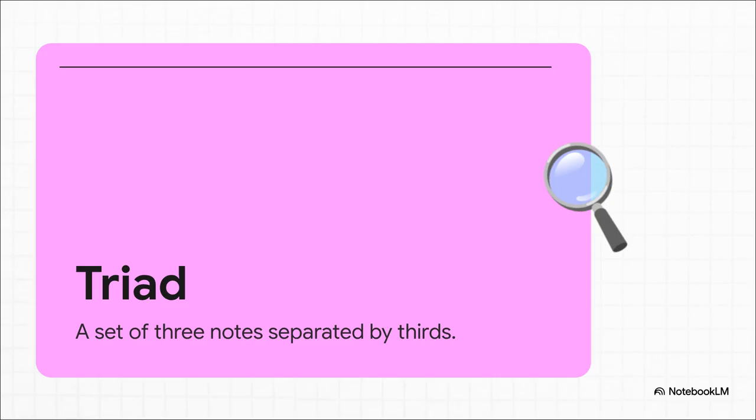And that whole separated by thirds thing, it just means you play 1, skip 1, play 1, skip 1. You pick a starting note, skip the next note in the scale, grab the third one, then you skip the fourth and grab the fifth. That's it. This simple pattern is the foundation for pretty much every chord you hear on the radio.